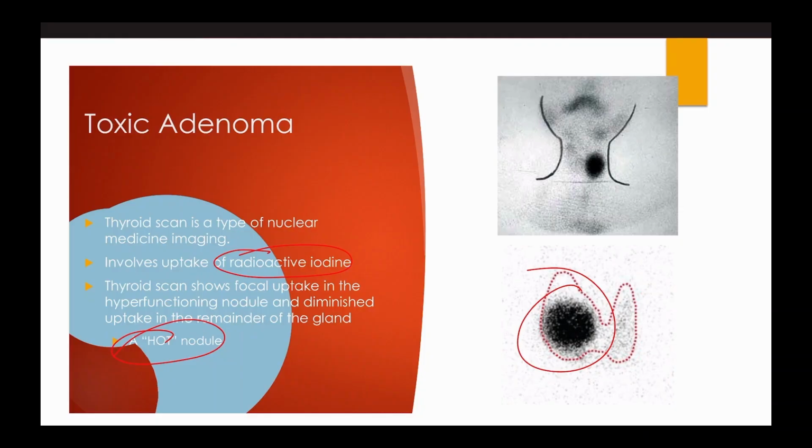Does the hot nodule have increased uptake or decreased? Increased uptake of the iodine, yeah. That's why it glows. So think about wherever the iodine goes, it's going to glow on the nuclear image. So it's a hot nodule because it's glowing on the image.